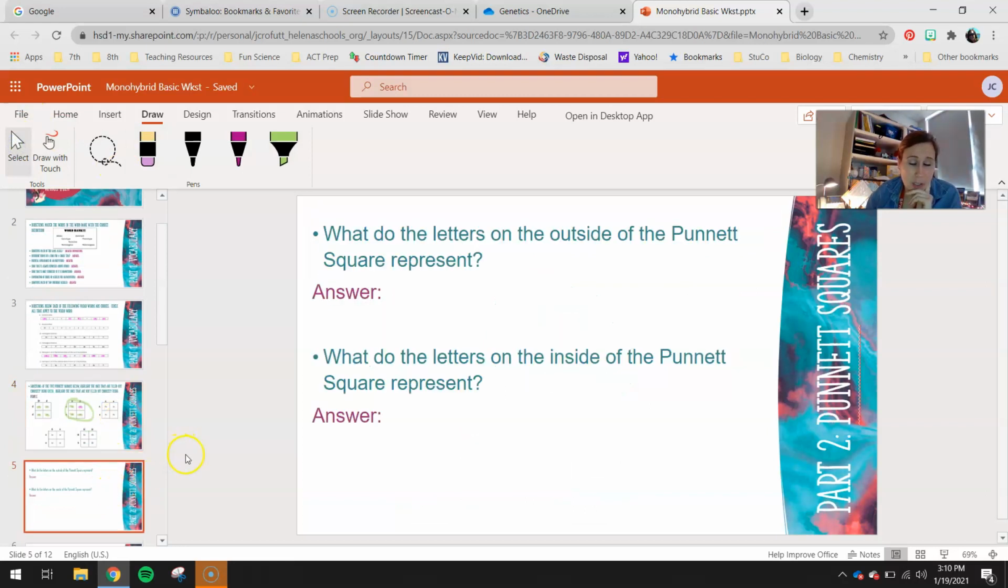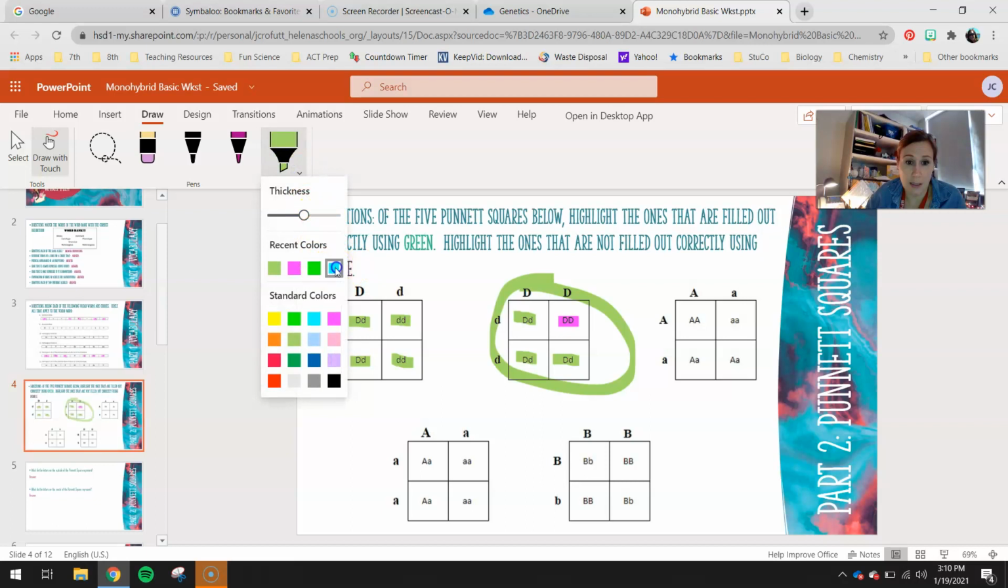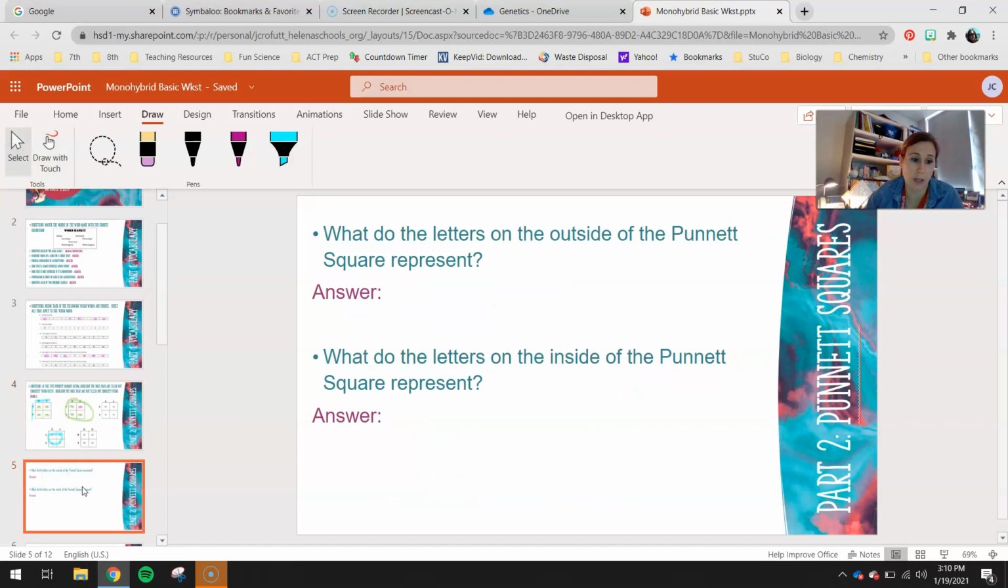Okay, part 2 is more Punnett squares. So these are just two little quick answers. If we look back, what do the letters on the outside of the Punnett square represent? These letters right here and right here. What do they represent? And then what do the letters on the inside represent? Those are your two questions to answer on the next slide for Punnett squares.